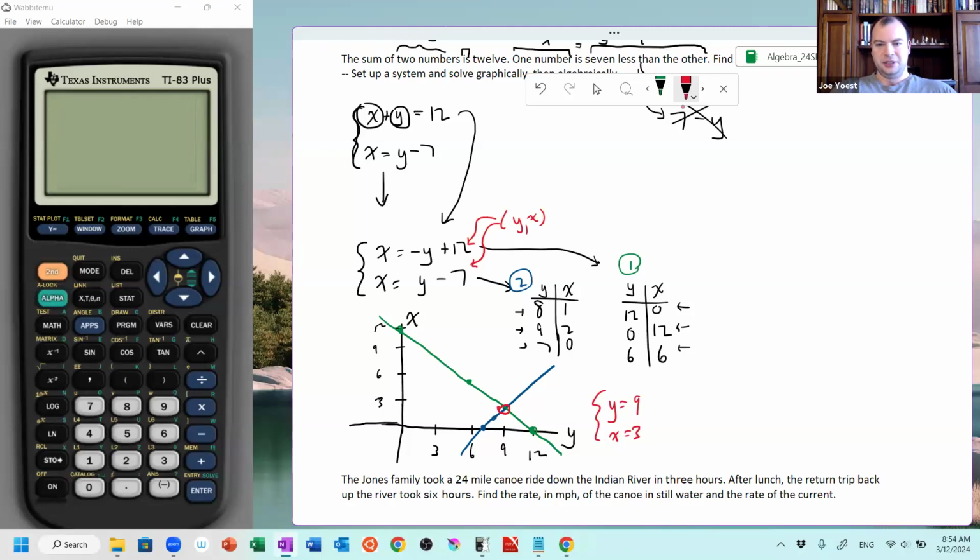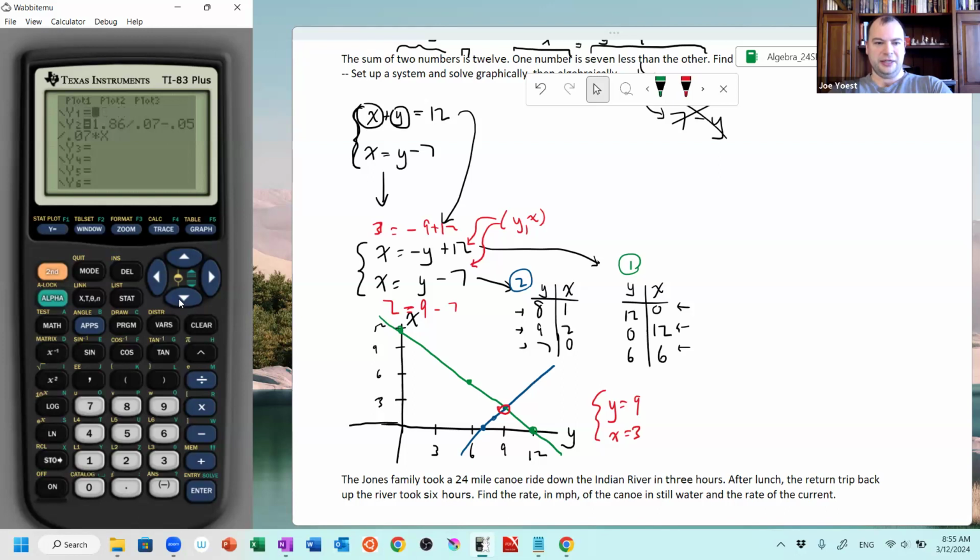So yeah, y equals 9, x equals 3. It looks like that might be about right. If I plug in here though, 9 minus 7 is 2. Yeah, 9 minus 7 is 2, and negative 9 plus 12 is 3. So I think I'm off a little bit. I'm pretty close, but I'm off a little bit.